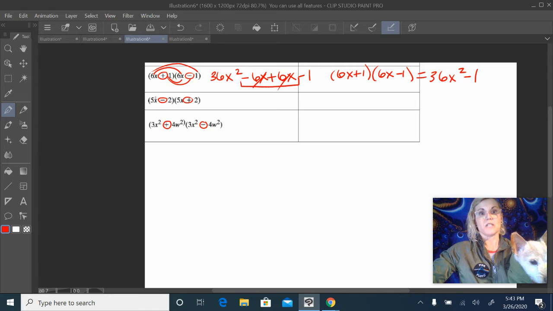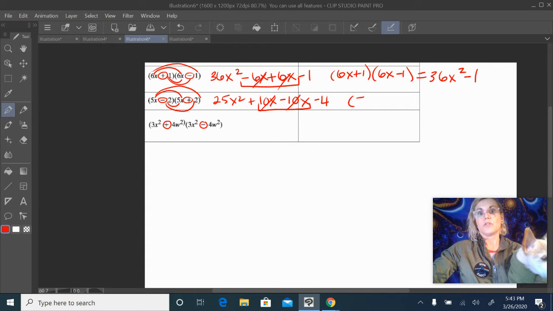Let's see what happens with this one. 5x times 5x, 25x squared. 5x times 2, positive 10x. Negative 2 times a 5x gives me a negative 10x. And negative 2 times positive 2 gives me a negative 4. So again, my middle terms are the same. One's addition, one's subtraction, so they cancel. So 5x minus 2 times 5x plus 2 equals 25x squared minus 4.